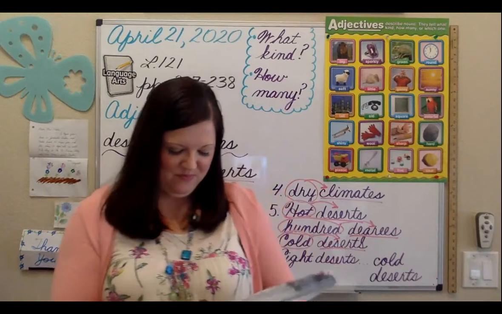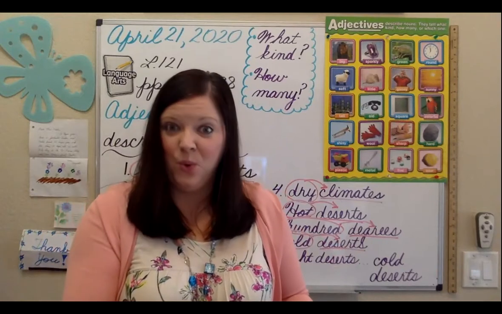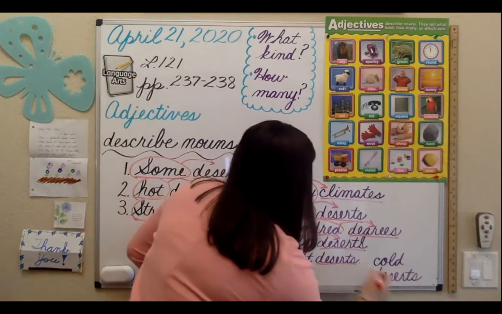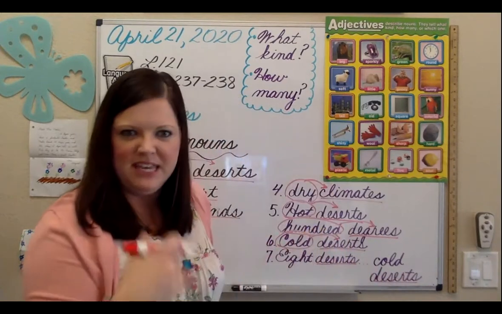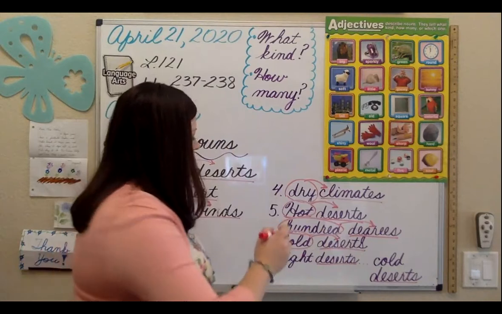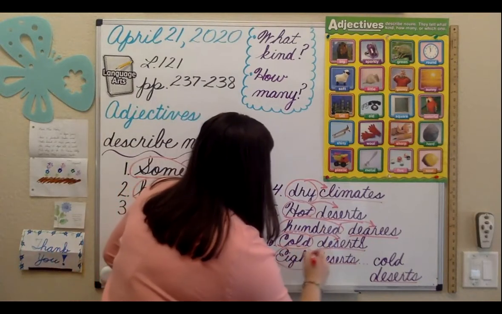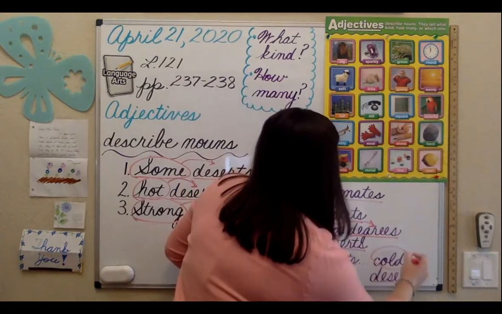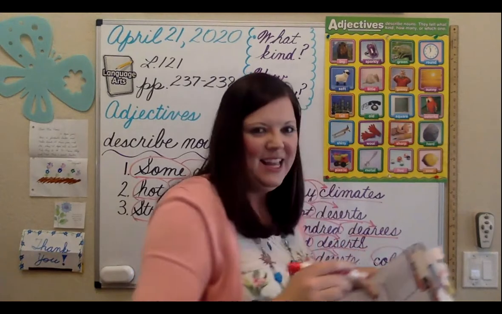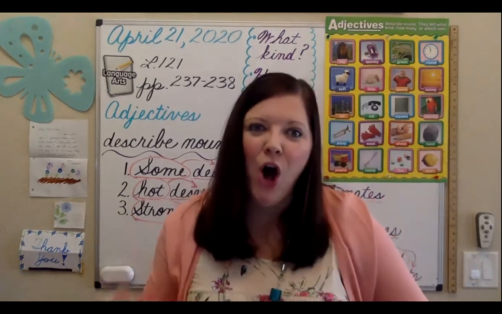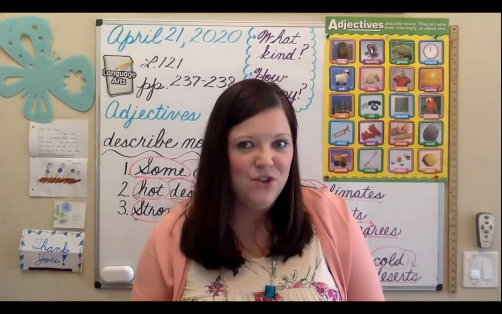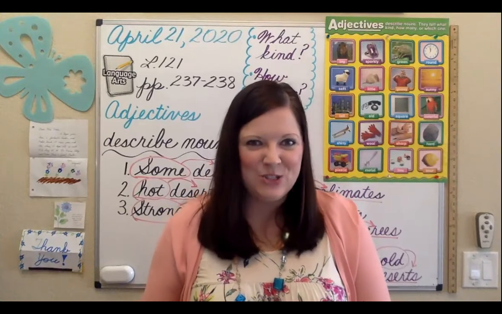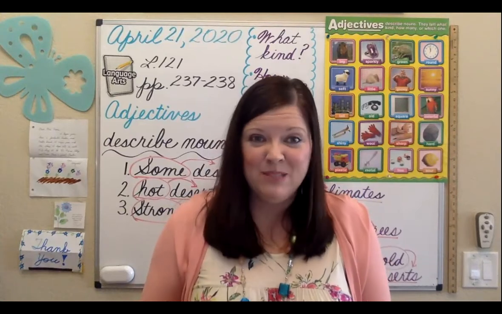And number 7, 8 deserts in the world are cold deserts. Deserts are definitely going to be our nouns. Again, I'm seeing a trend, all the deserts here. How many deserts? 8. What kind of deserts? They were cold. Now, for all of the examples that I gave you, the adjective came right before the noun that it describes, and that will oftentimes be the case.